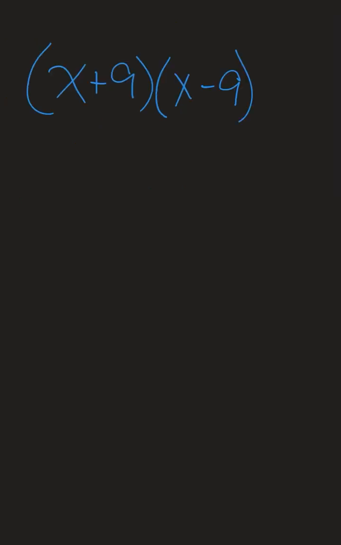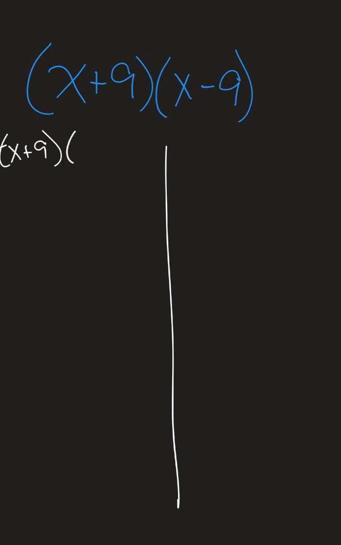All right, so what about x plus 9 and x minus 9? So let's follow that same pattern. I'm going to do this two different ways. If I just do the FOIL method, x plus 9 times x minus 9, I get x squared minus 9x plus 9x minus 81.